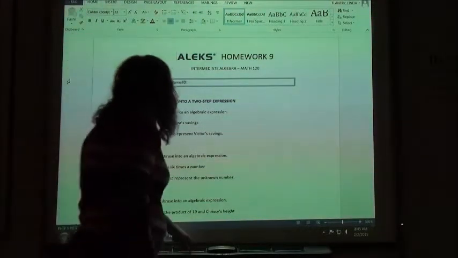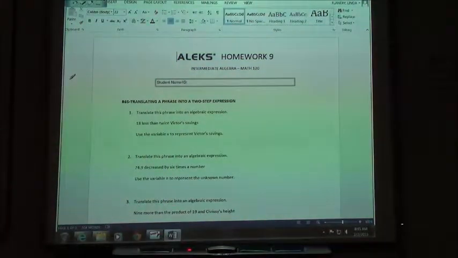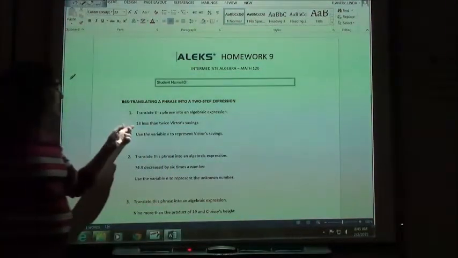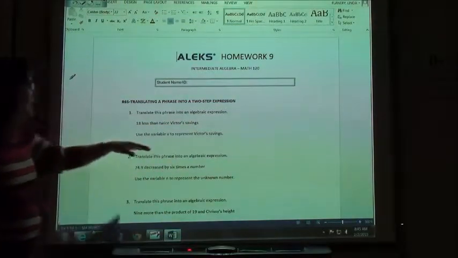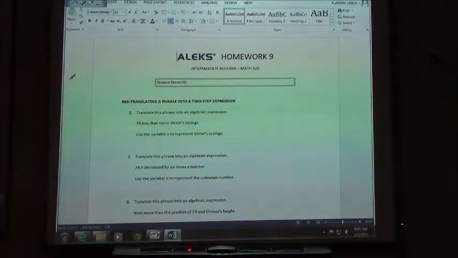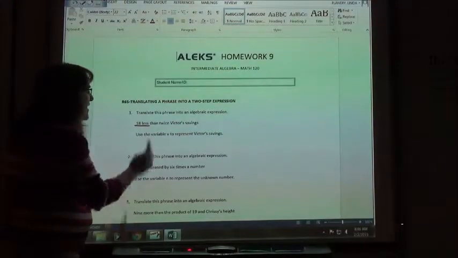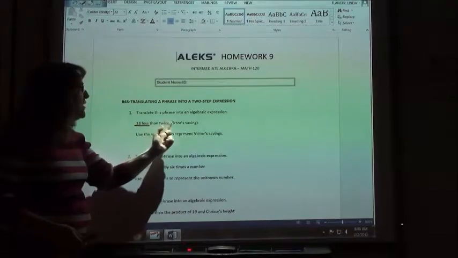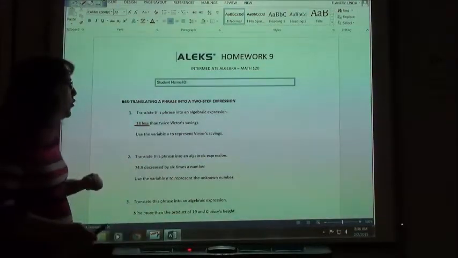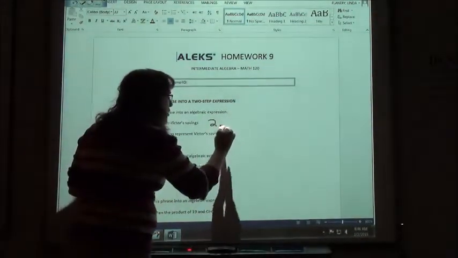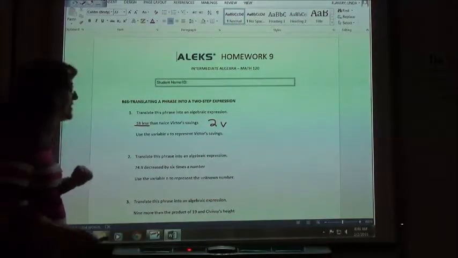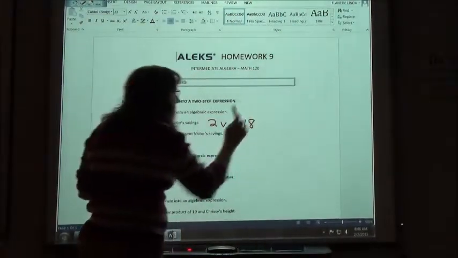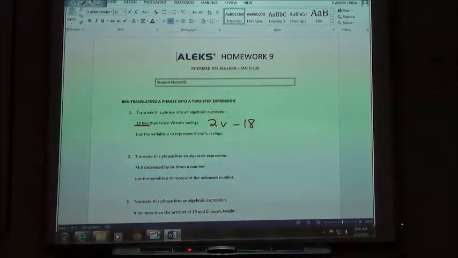So homework 9 starts out with translating phrases into algebraic expressions. It wants us to do 18 less than twice Victor's savings. When you do 18 more or 18 less, that's going to go on the end of your expression instead of how we usually do it, which is just in the order we read it. So when I have that 18 less, I want to keep that in mind. It's going to go on the end. If it's 18 less than twice Victor's savings, we're going to start by doing the twice Victor's savings, which is 2v. 18 less than that means I'm going to take 18 away from that 2v. So 2v minus 18.